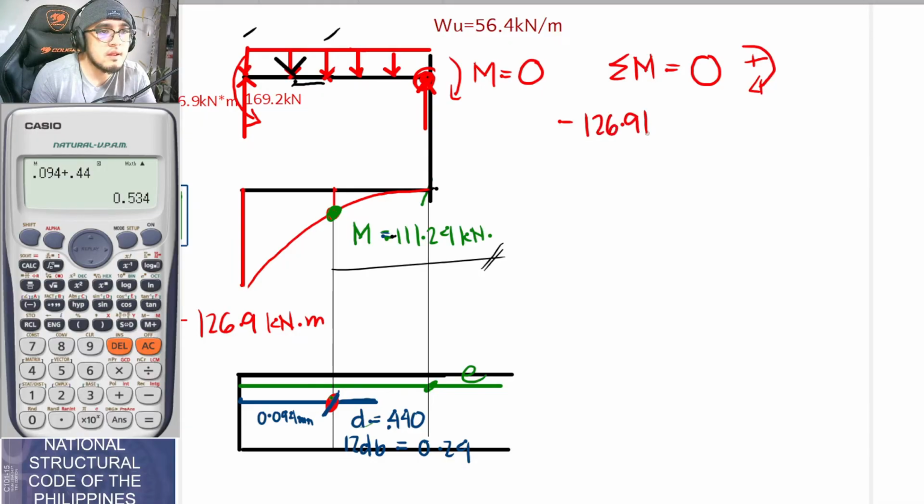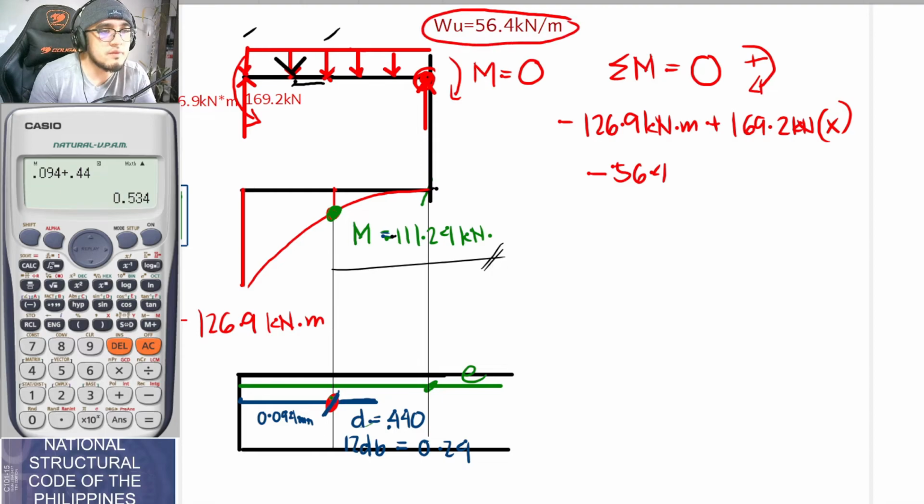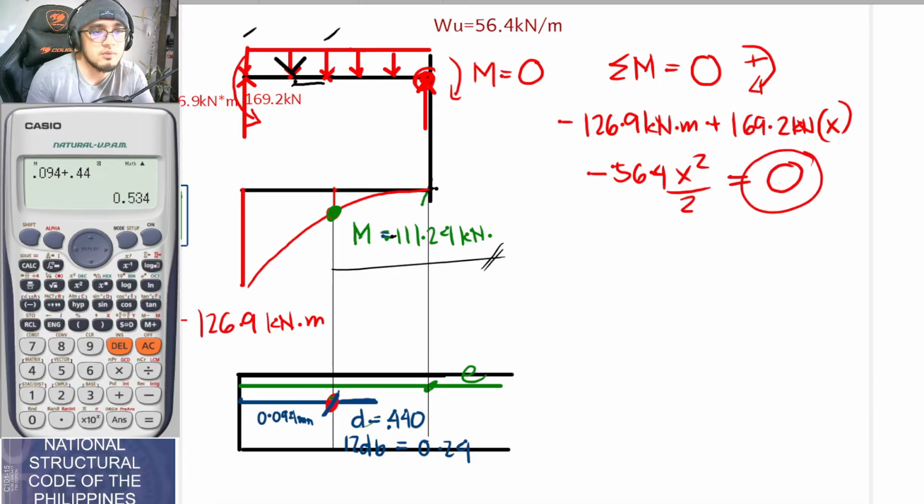126.9 kilonewton meter. So plus 169.2 kilonewtons times x minus, so 56.4. So this is for the uniformly distributed load. 56.4 times x squared divided by 2. So this is to be equal to 0 kasi nga 0 yung moment yan.